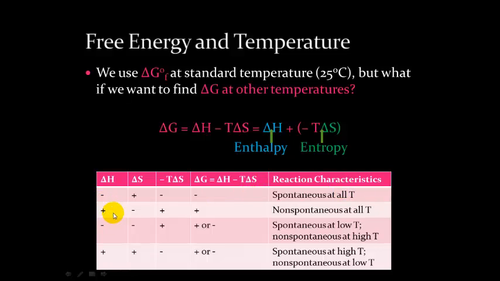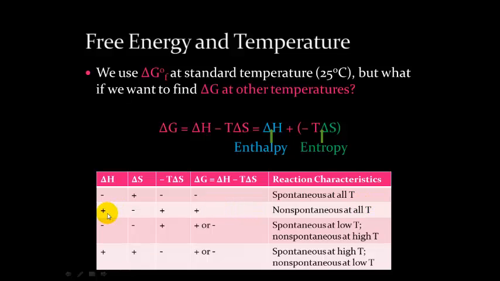However, if we have an endothermic reaction, positive delta H, remember you have to put energy into it, and our universe is becoming more ordered or less random, so we have a negative delta S, those are both unfavorable conditions, so our delta G will always be positive, meaning non-spontaneous. That does not want to happen.